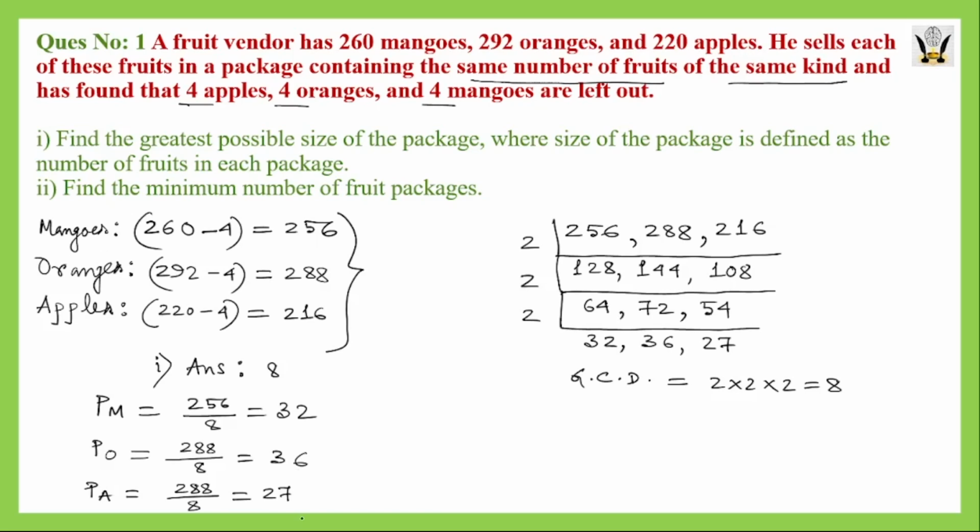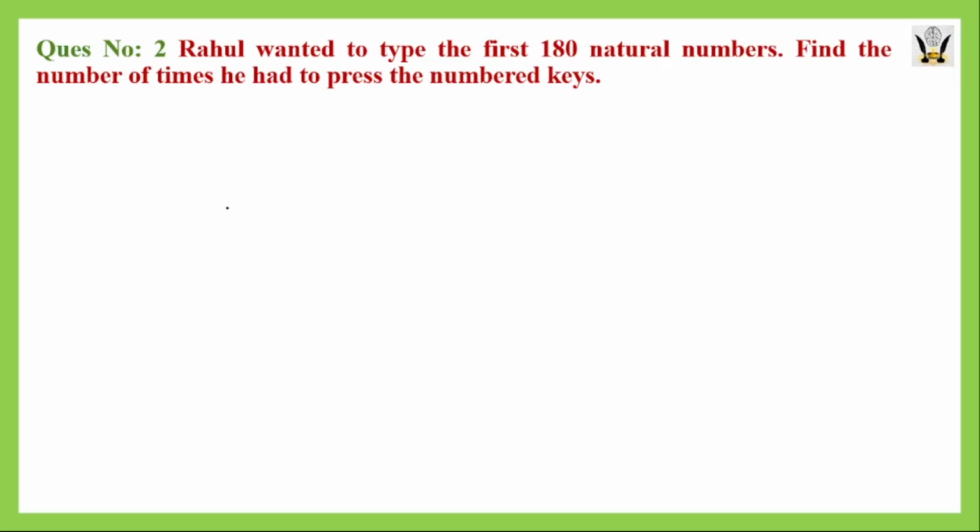So these are the number of packages for every fruit, and we need to find the total number of packages that the seller needed to pack all these fruits. So the answer of the second question will be 32 for mangoes, 36 for oranges and 27 for apples. When we sum them up, that gives us 95. So the minimum number of fruit packages is 95, and in every package the maximum number of fruits that he accommodated was 8. The next sum says that Rahul wanted to type the first 180 natural numbers.